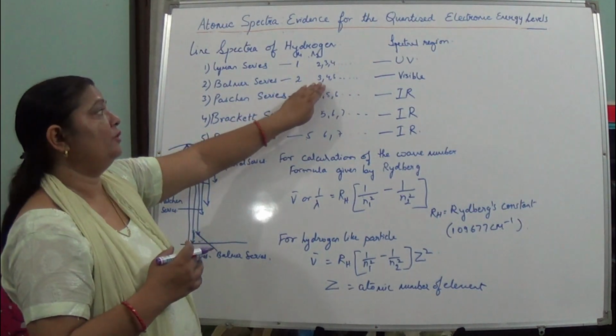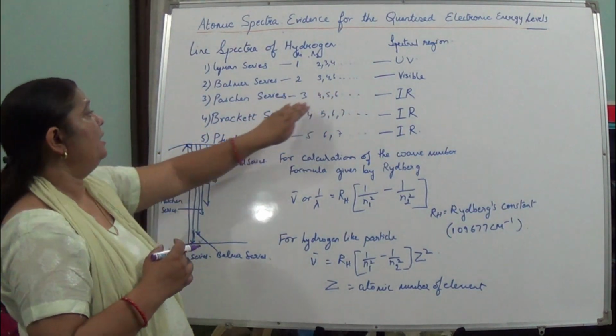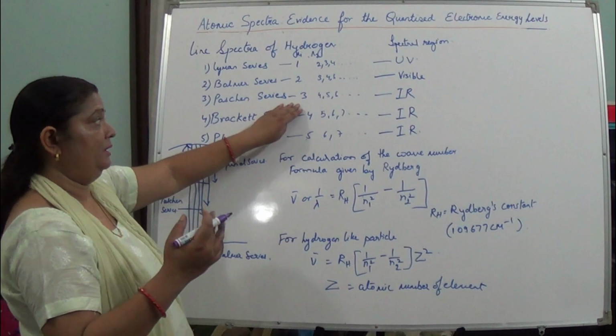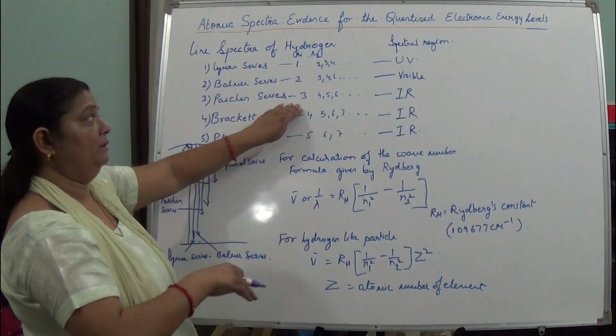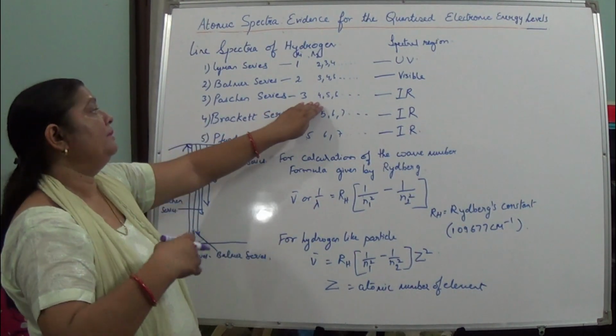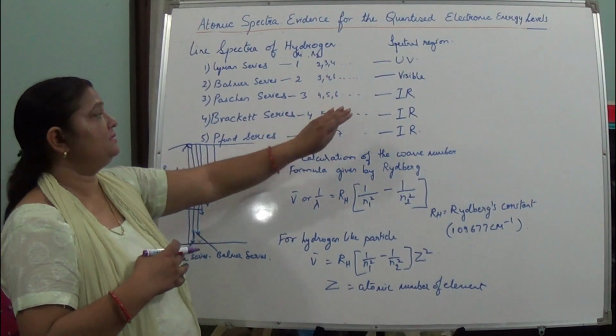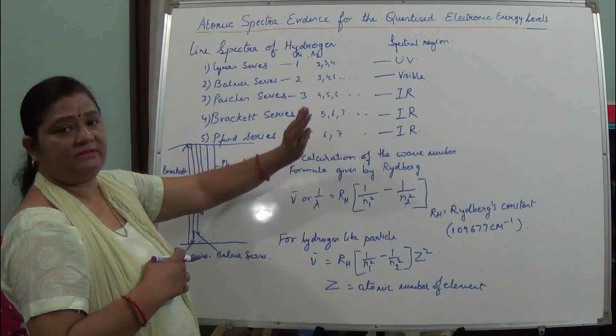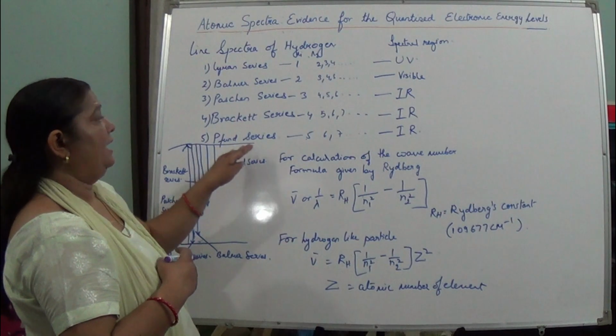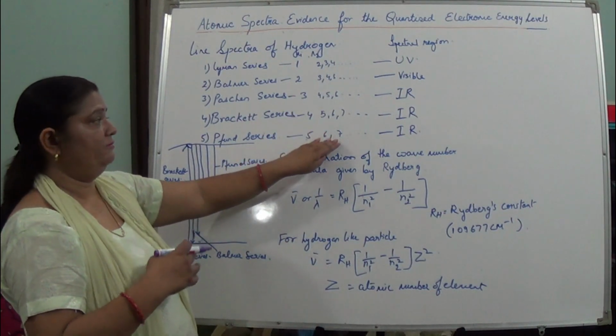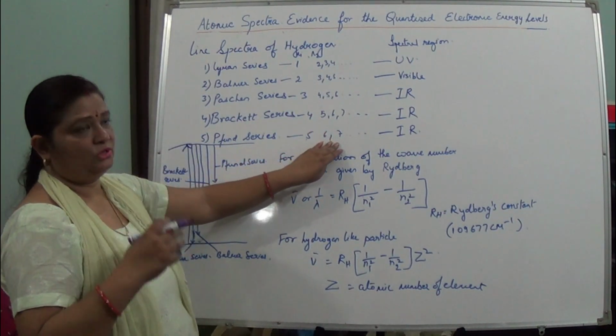So it will start from 2, 3, 4, 5. In the Paschen series, n1 is 3 only, so it can't go below that. It will be becoming more than that only, so 4, 5, 6. Brackett also like that only. It will be 5, 6, 7 and so on. And for Pfund, you will see it will be 6, 7, 8 and so on.